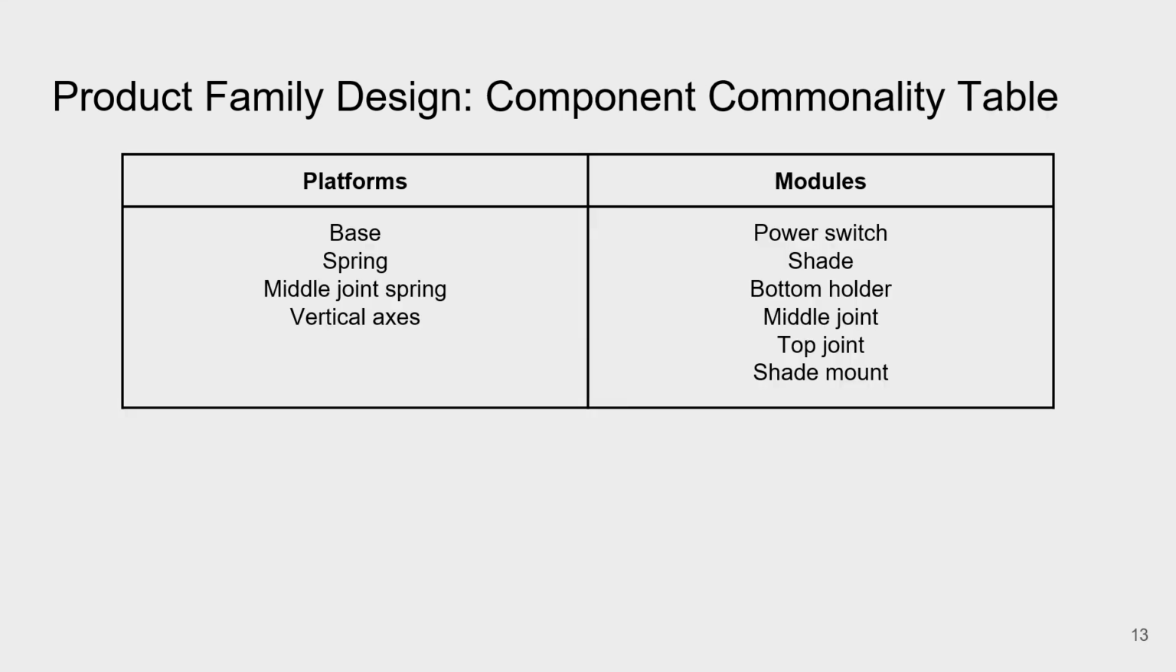Moving on, we have the component commonality table, which shows the platforms and modules based on the function component mapping matrix and function differentiation table. Note that the modules listed are parts that address the functions that are different between customer groups.